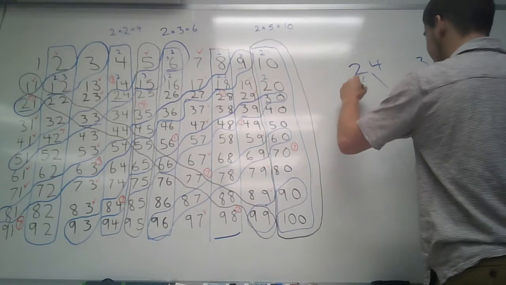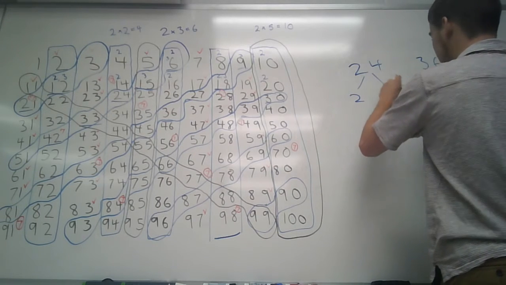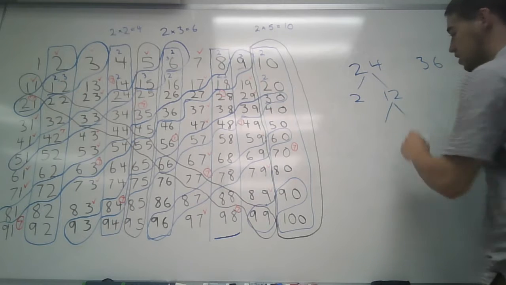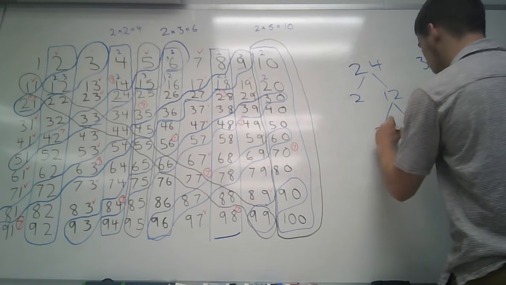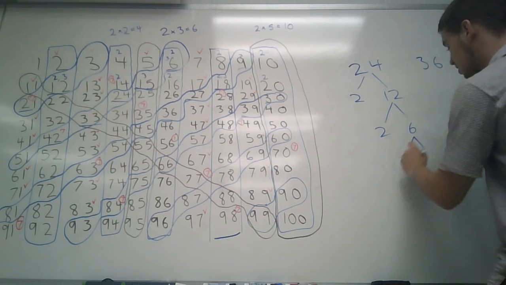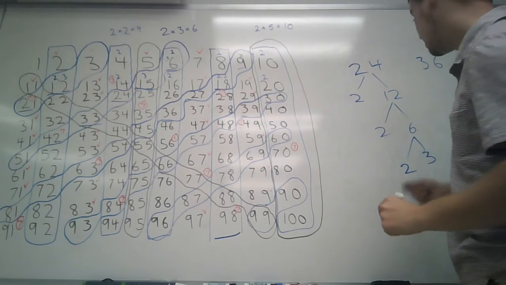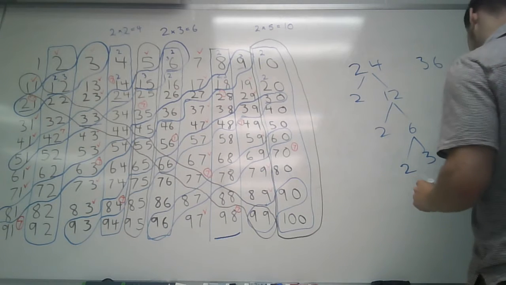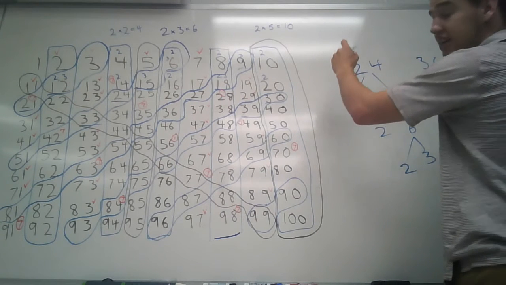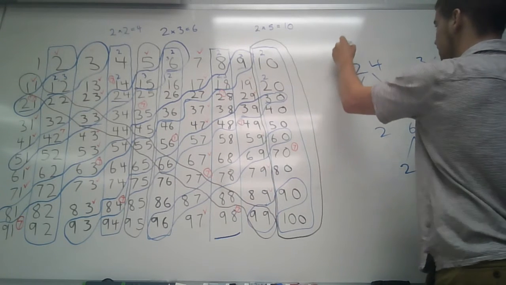24 is even, so we make it 2, and then we get 12 left when we divide. 12 is even, so we get 2 and 6. 6 is even, so we get 2 and 3. These are all primes, so now we have all the factors of 24. So that is 2 cubed times 3.